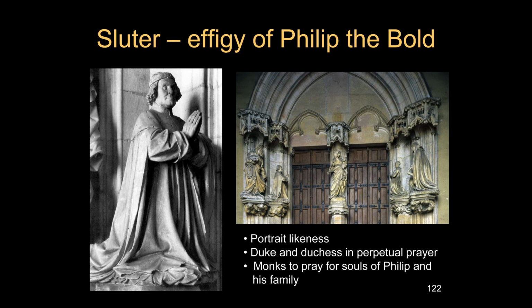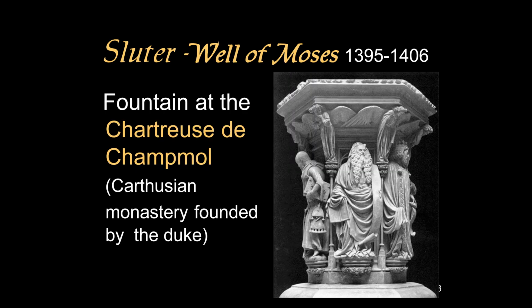On the door jamb, once again, full figure, we see the Duke and the Duchess in perpetual prayer. And of course, as we said, you should remember that the monks are supposed to be praying for the souls of Philip and his family. And of course, they have these effigies who essentially represent themselves in perpetual prayer. And this would be this naturalistic portrait of the Duke.